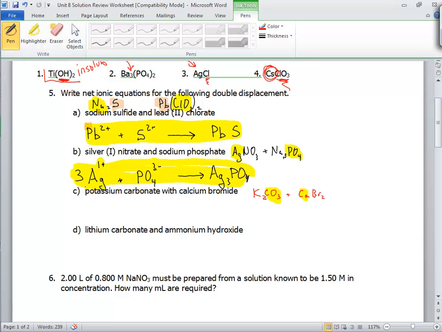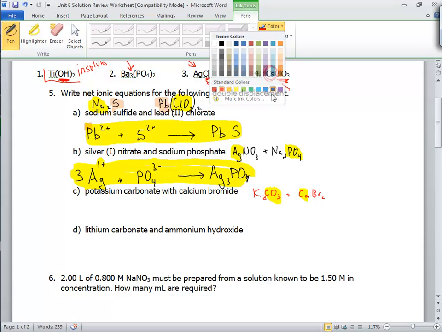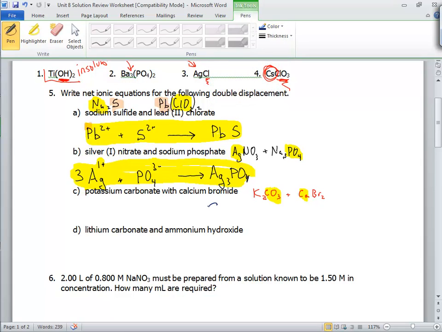Okay, so let's write the net ionic equation for this. We know that calcium, when it combines with carbonate, is going to form a precipitate. Calcium is +2. Carbonate is -2. So this looks to be balanced and complete, and so this is the net ionic equation.